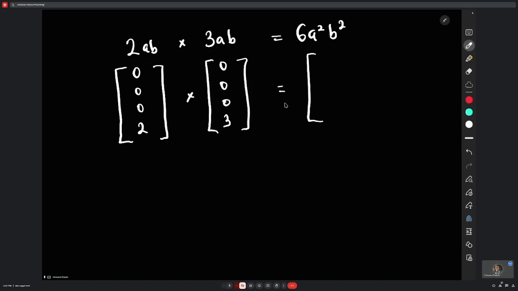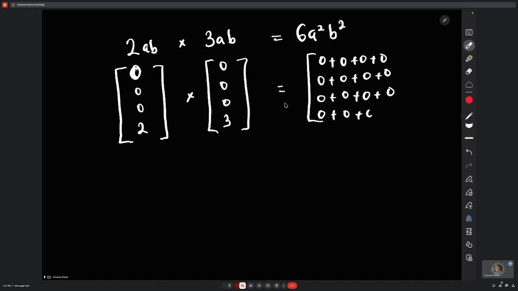Each element in the left one multiplies every element in the right one, and whatever you get, you add together. So that will be 0 times 0, 0 plus 0 plus 0 plus 0, and so on for the next ones. And this last one will be 2 times 0, 0 plus 0 plus 0 plus what? 6.